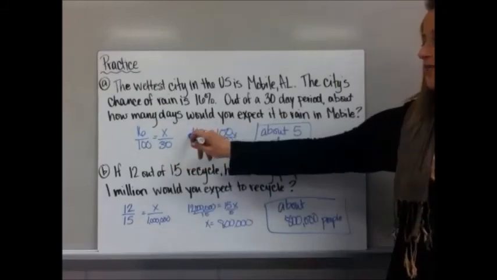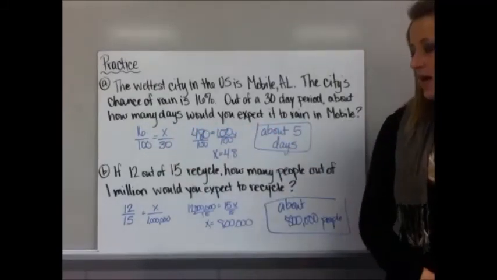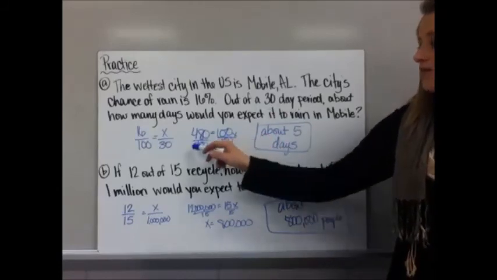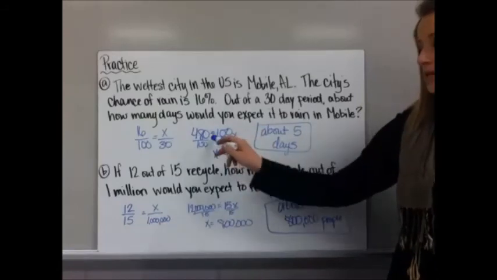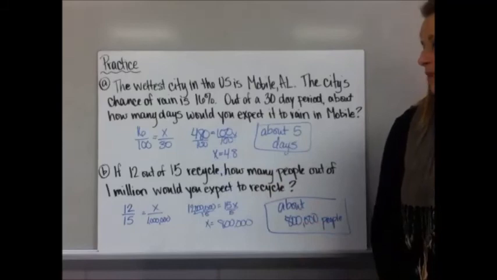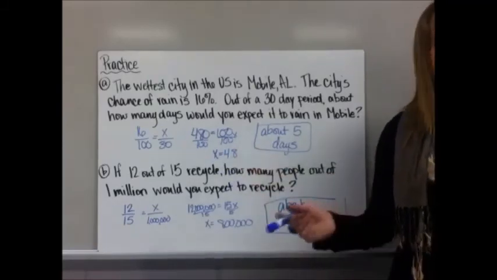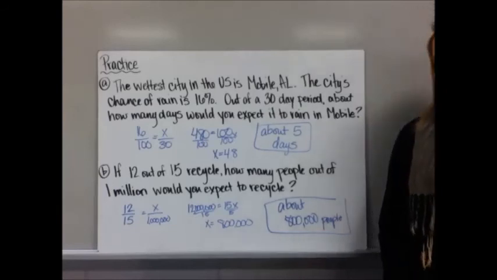16 times 30 is 480. 100 times x is 100x. Then I undo multiplying by 100 by dividing by 100 on both sides. And in case you haven't noticed, when you're dividing by powers of 10, however many zeros there are is how many places you move the decimal over. And you get 4.8. So about 5 days you would expect it to rain in a month in Mobile.